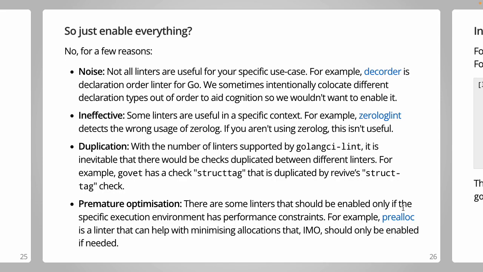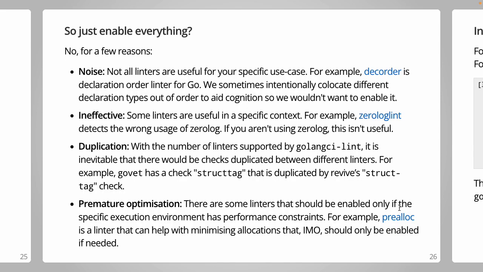Some of these linters are also dependent on the specific usage. For example, we have this linter called zero-log-lint, which will lint your usage of the zero-log logger. It's a logger meant to be used in high-performance environments, but that linter is basically useless if you are not using zero-log. We also have the problem of duplication, because with the number of linters that Golangci-lint supports, it's kind of inevitable that there would be duplicates. When I worked on figuring out the right configuration, I was able to identify more than 40 duplications across all the linters.